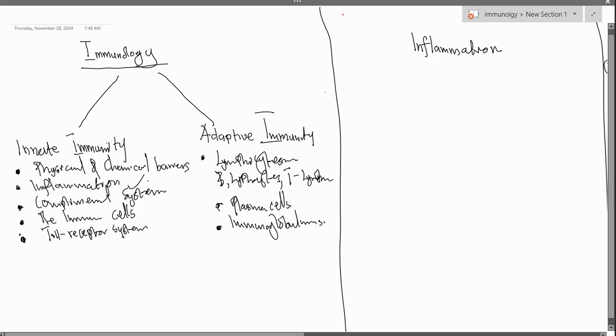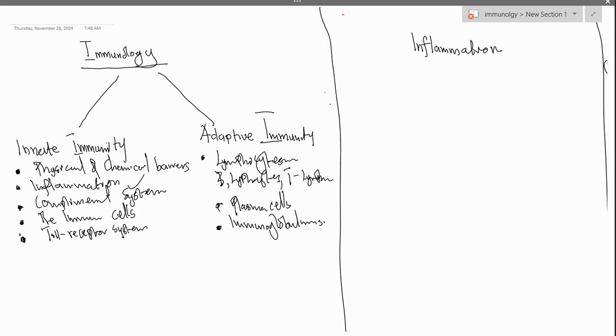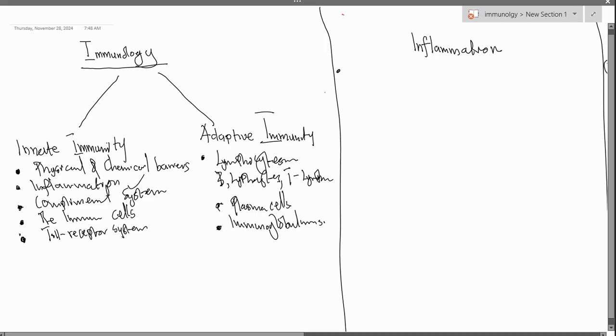Alright, so let's talk about inflammation. When we talk about inflammation, what are we trying to mean? Inflammation is simply the body's compensatory mechanism to get rid of pathogens and damaged cells. So all you have to know is that inflammation is the body's compensatory way to get rid of, number one, pathogens, and number two, dead or damaged cells.